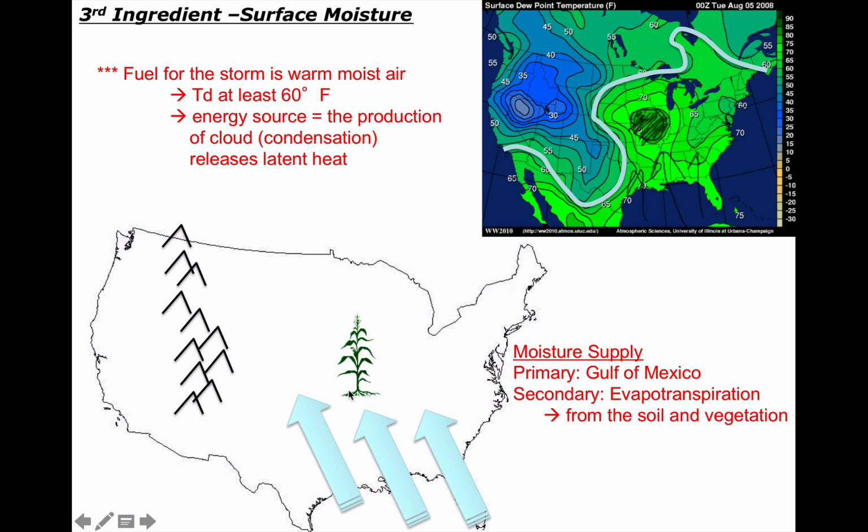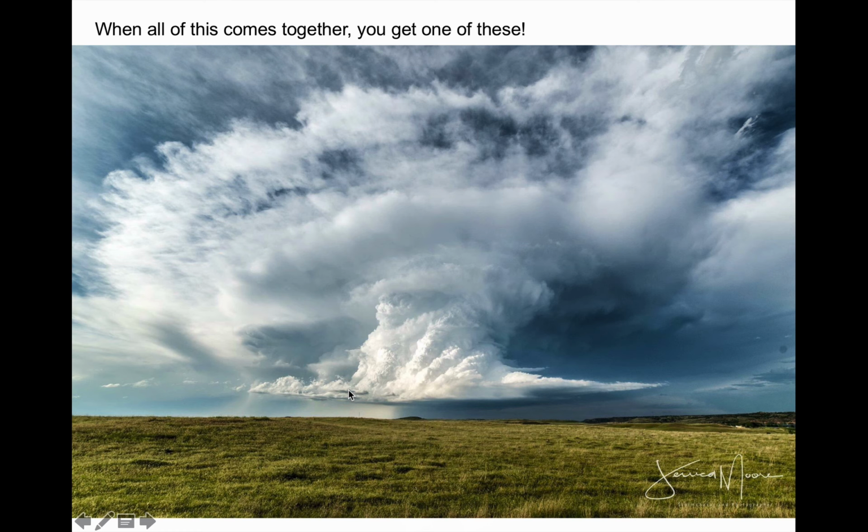Okay, so we've got the Gulf of Mexico giving us the moisture. We also have the evaporation off of vegetation giving us moisture. We have a trigger mechanism like a cold front lifting the air, or mountains lifting the air, or a hot spot, a warm spot lifting the air. We need to do all of that into an unstable atmosphere. You get all that to happen, you'll make a beautiful thunderstorm like this one.